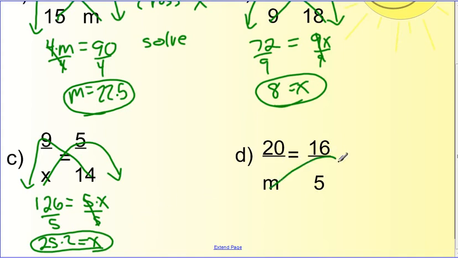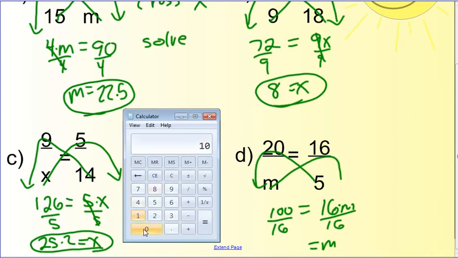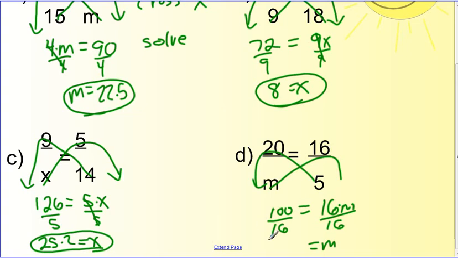M times 16, 16m. 5 times 20 is 100. Solve. So we have to divide by 16, divide by 16, M equals 100 divided by 16. I cannot do that one in my head. 6.25. And that's what we got. So you multiply the diagonals, solve, done.